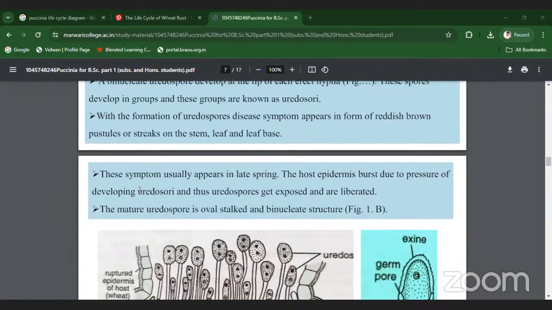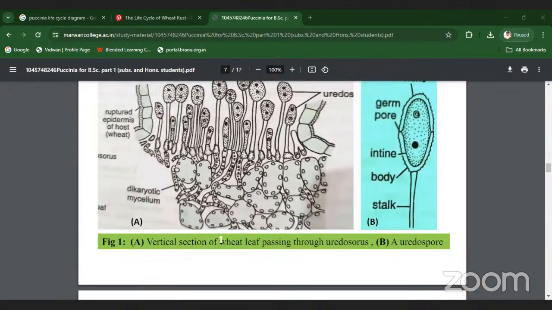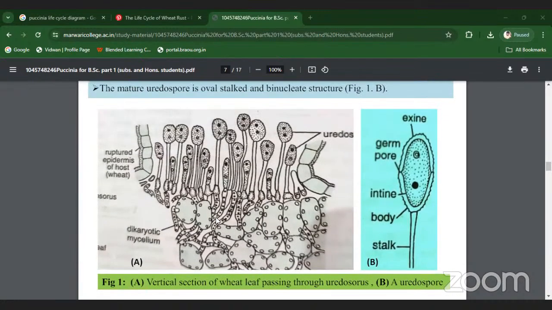The symptoms appear mainly in the late spring season. The host epidermis bursts due to the pressure of developing uredosori, and the urediospores get exposed and liberated out. The mature urediospores are oval shaped, binucleated. So these are the urediospores. Let's discuss urediospores.